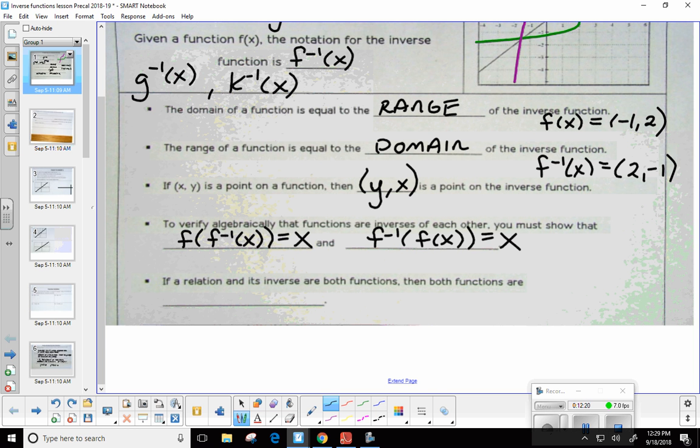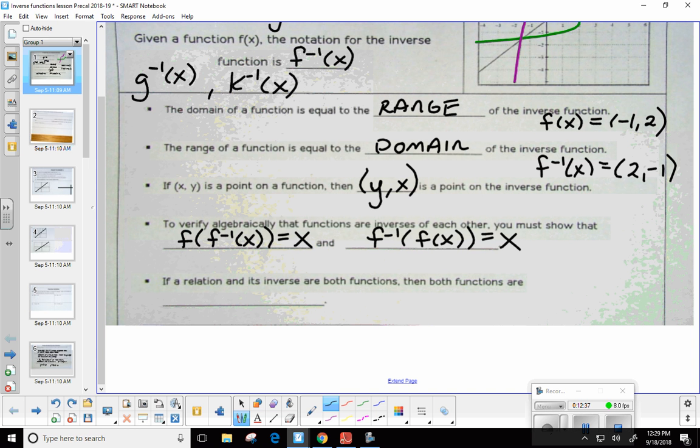And is it possible for it to work one way but not the other? Yes, it absolutely is. So you want to make sure you are testing both ways. If you test one and it works, it's looking good, but that doesn't guarantee that it's going to work the other direction.